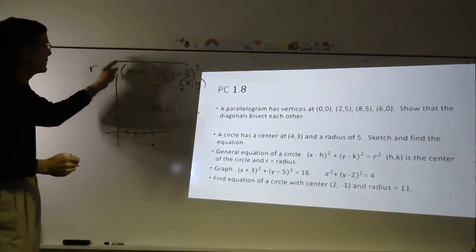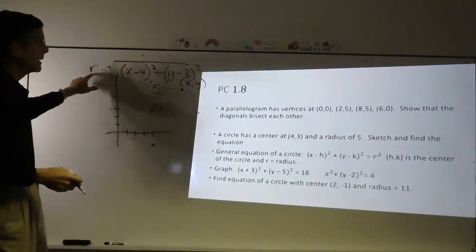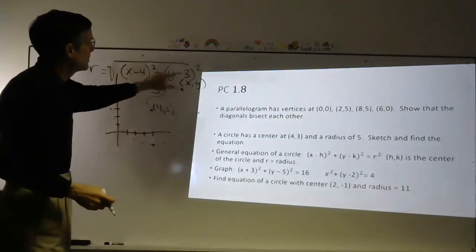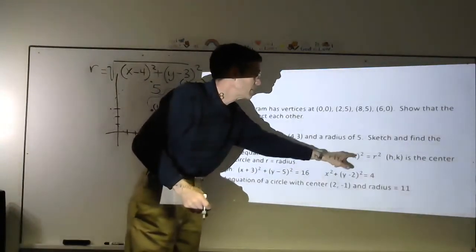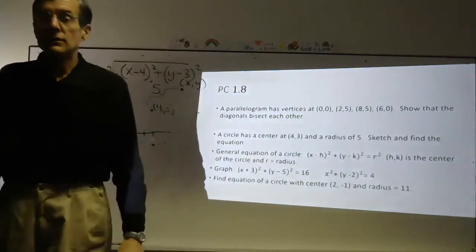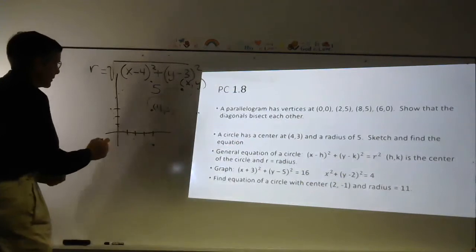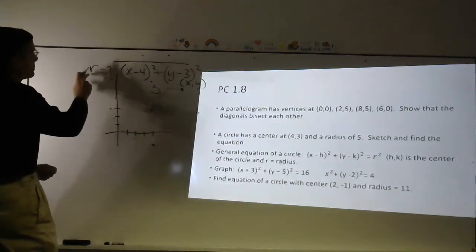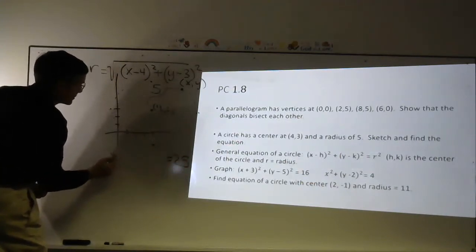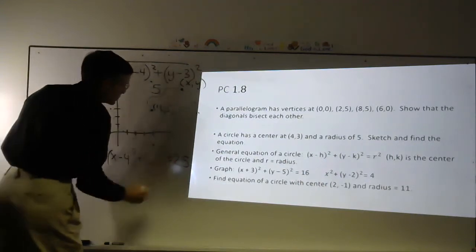How do I get rid of a root? Don't I square both sides? If I square this, look what I get. I get R squared equals x minus h, y minus k squared, where h, k is the center of the circle and r is the radius. If you use the distance formula here, the equation of this circle will be, because this radius is 5, I'm going to square both sides: 25 is equal to x minus 4 squared plus y minus 3 squared.